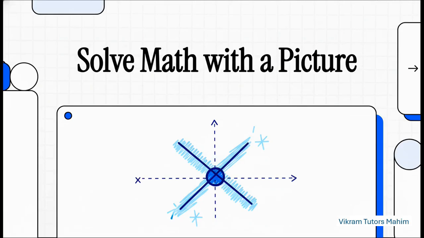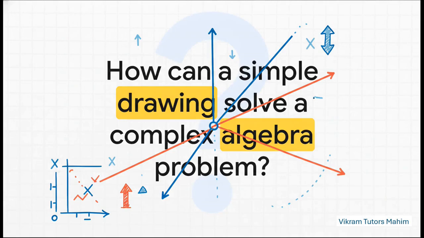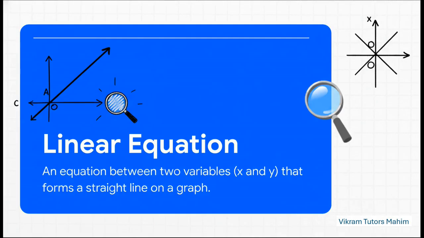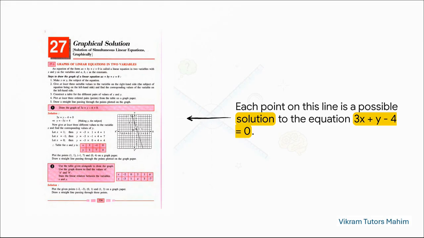What if I told you a simple drawing could solve a complex math problem? Let's dive in. We're going to see how lines on a graph can literally point you to a hidden solution. It all starts with something called a linear equation, which is basically a straight line. When you graph it, you get this line.